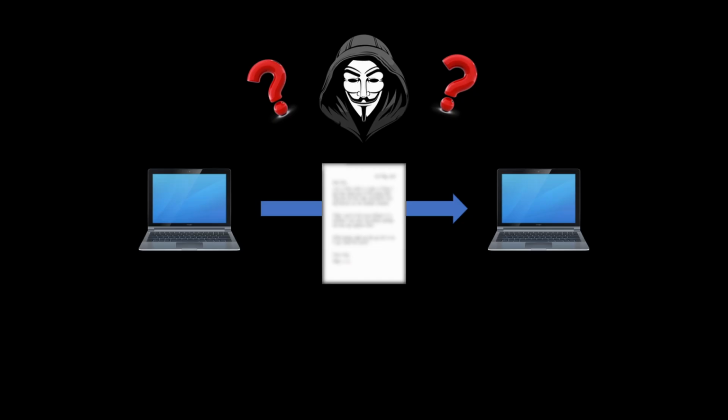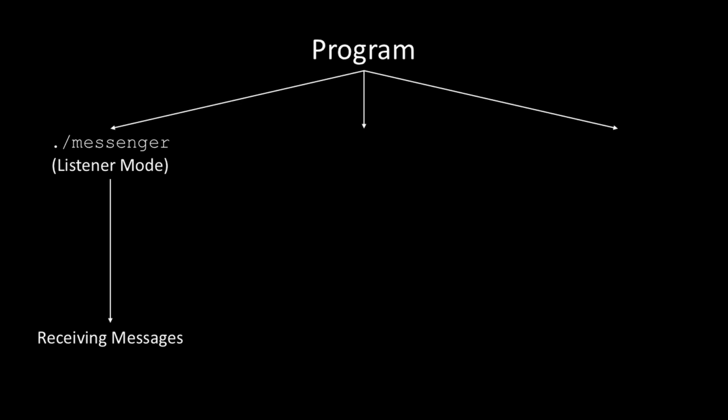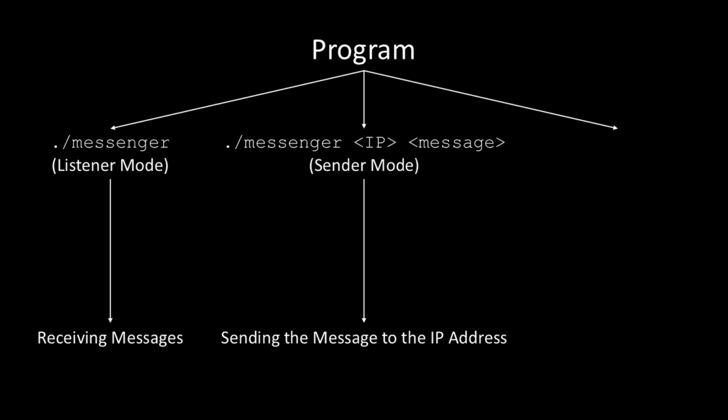But before diving straight into the code, let's review the overall design of the program I've built so far, and see what I need to add to securely encrypt the messages. The program has three main cases. The first one is the listener mode, which is actively waiting for incoming messages. The second one is the sender mode, which sends the message to the IP address every time the program is called with a specific IP address and a message string. The third one is the error mode, which shows the correct way to use this program.